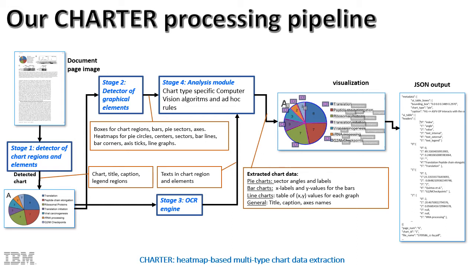Finally, there is a number of computer vision-based analysis algorithms, each dedicated to each chart type. They combine the information from the detectors, find necessary geometric and spatial relations, extract numerical values and labels of the relevant objects, and produce the final output in the JSON format.